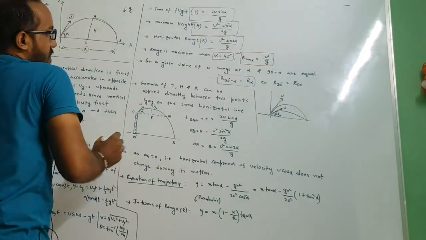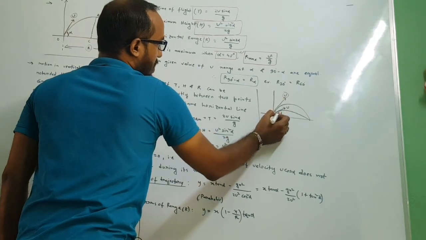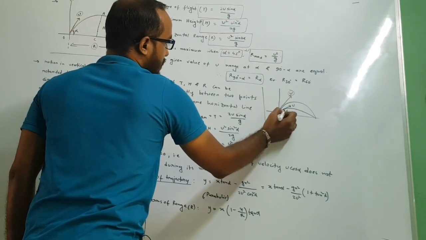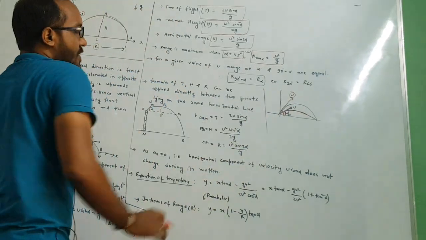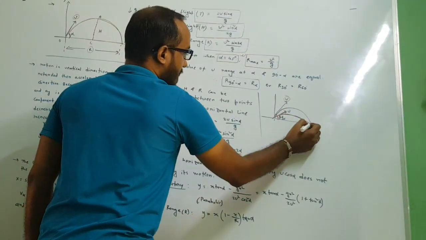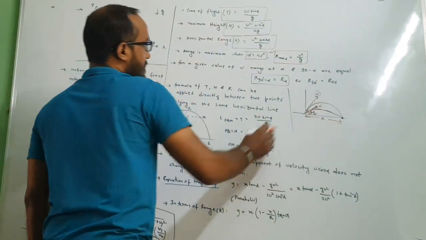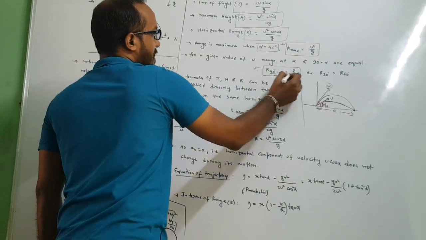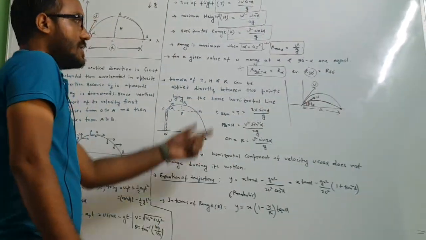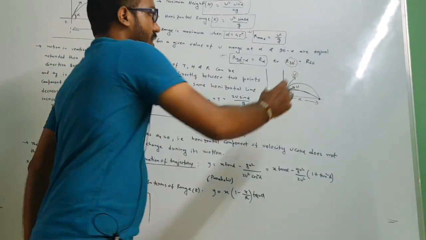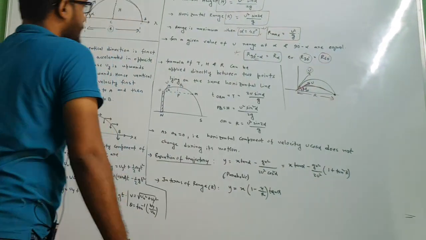Now see, if you have projected this object with u at 60 degrees, and if you have projected this object with u at 30 degrees, then both of them will terminate at the same point, that is the range would be the same, for R of 90 minus alpha and R of alpha. That is, if you have projected the object at 30 degrees and if you have projected the object at 60 degrees, then both of them will go to the same point.